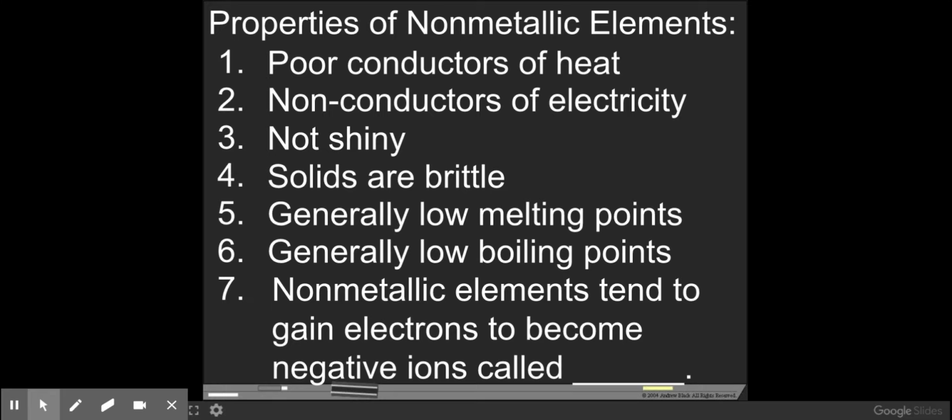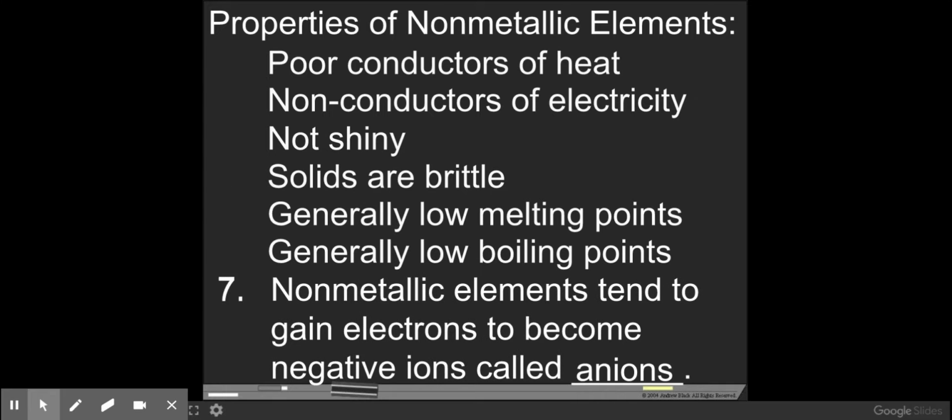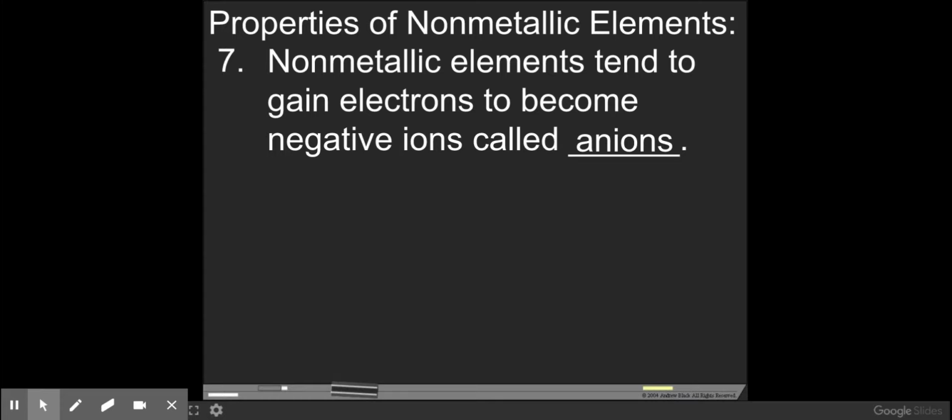Non-metallic elements tend to gain electrons to become negative ions called anions. And non-metals like to gain electrons because, again, they're closer to having the magical number 8, the number of valence electrons they want, so it's easier for them to gain a few than to lose all their valence electrons.